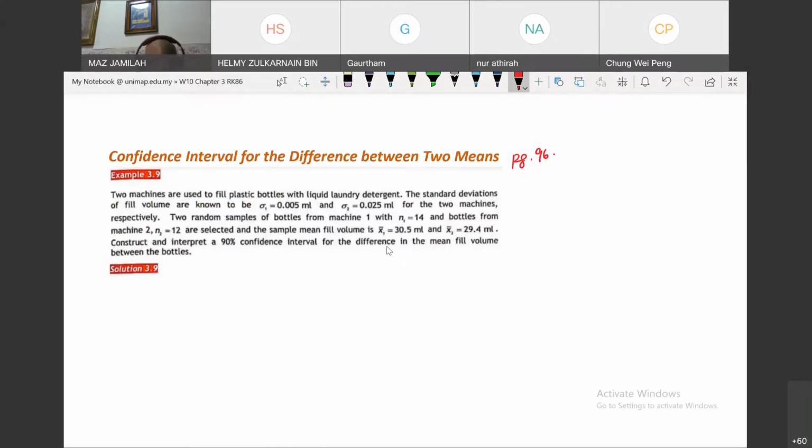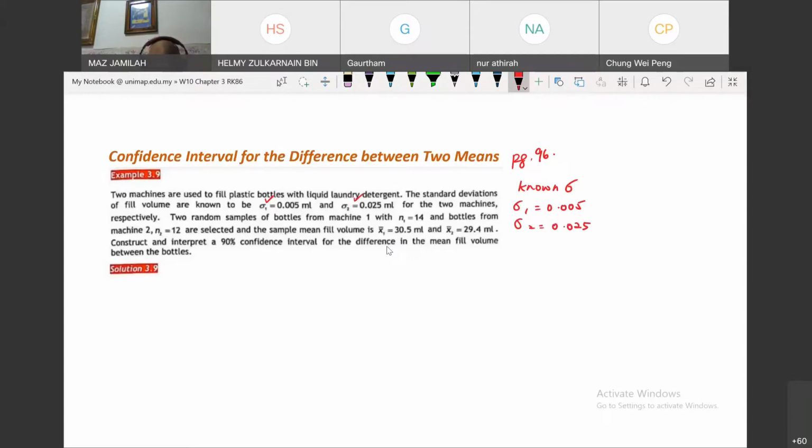Okay, page 95. Now, two machines are used to fill plastic bottles with liquid laundry detergent. The standard deviation of fill volume are known to be sigma 1. So in this case, obviously, you are being given the sigma value. So we know that sigma is known. So your sigma 1 is equal to 0.005. Sigma 2 is equal to 0.025.